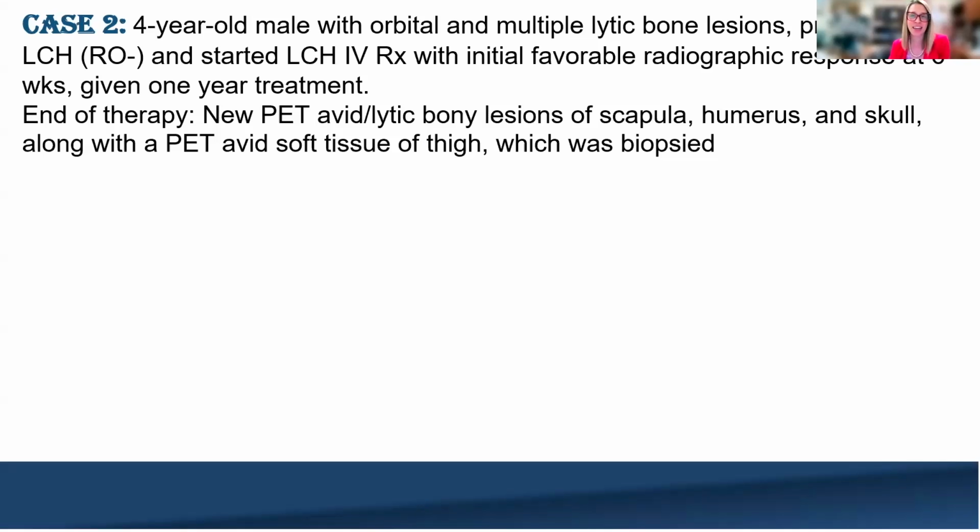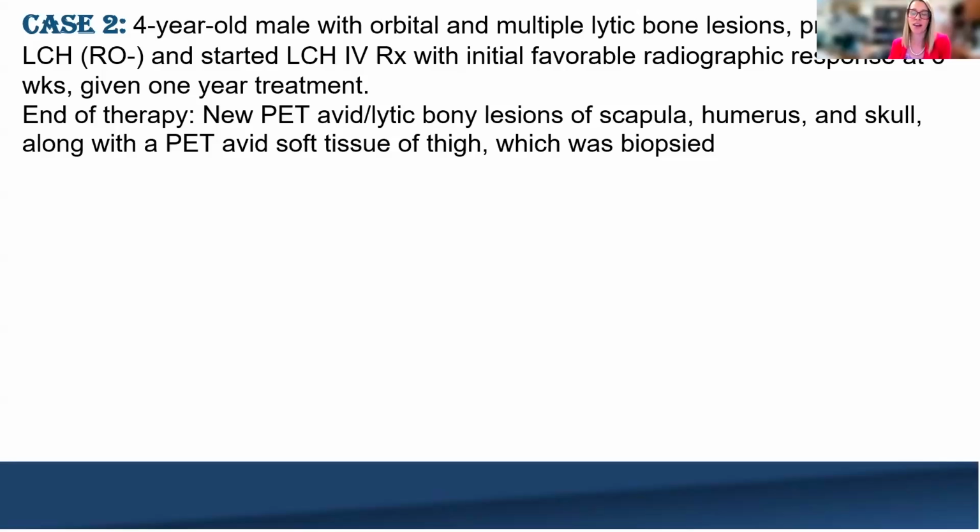A somewhat similar case of a 4-year-old male. He had multiple lytic bone lesions, an orbital lesion. They tried to biopsy, weren't able to see the CD1a and langerin cells, but knowing the sort of clinical radiographic appearance, they did decide to start treatment for a year with this child.